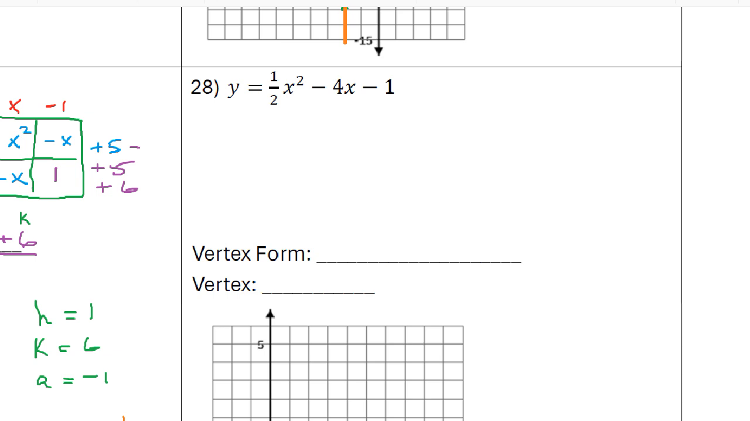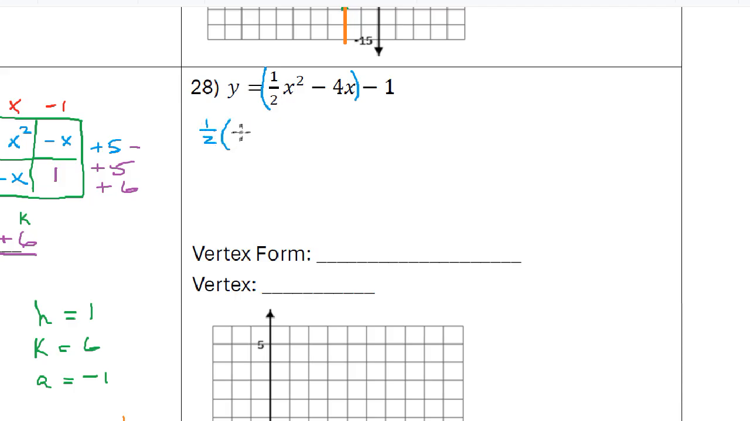Okay, question number 28 has a little slight hiccup here because we have an a value that is a fraction. Let's go through this together, class. It's asking us to convert this to vertex form, which means we're going to have to complete the square. So let's go ahead and do this. I do not want to deal with this a value being 1/2. I've got to factor that out.